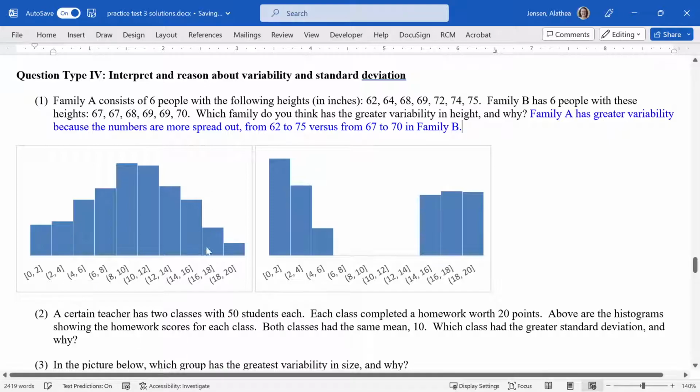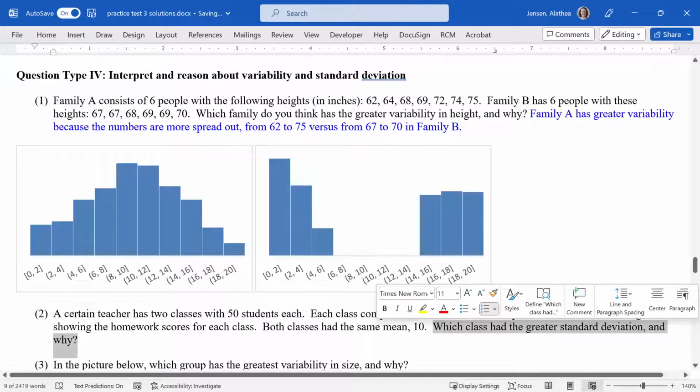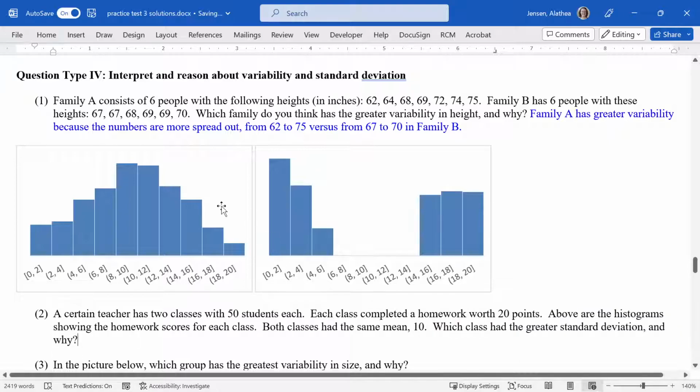Okay. Next question. A certain teacher has 2 classes with 50 students each. Each class completed a homework worth 20 points, and above are the histograms showing the homework scores for each class. So this is class left and class right, I guess, or class A and class B. Both classes have the same mean, which was 10. Which class had the greater standard deviation and why? Okay, so you have to be careful here. I'm not asking about the standard deviation of the column heights. I'm asking about the homework scores that produced this histogram.